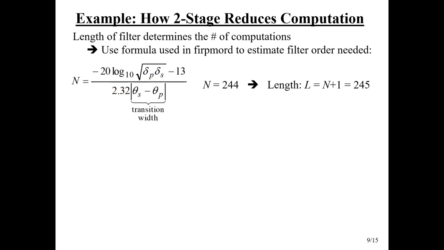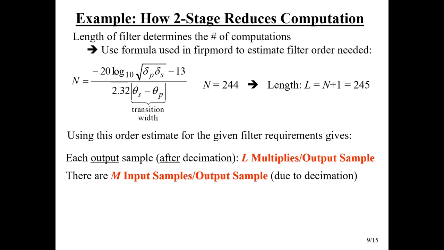So for our example, for the single stage, we put in our delta P, our delta S, our theta S, and theta P, and it turns out that we get 244. We should round this up, right? So whatever number we get, if it's not an integer, round it up to the next largest integer. And that's the order needed. And then the length is one more. So 245 multiplies every time we apply that filter to compute an output sample of it.